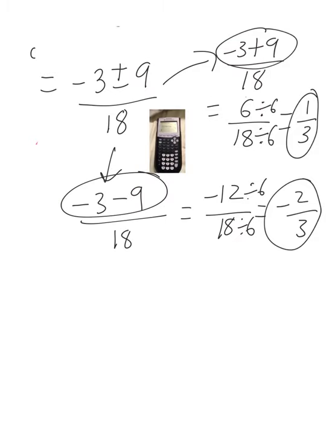So if they want the answers as a solution set, we got negative 2/3, comma, and positive 1/3. But this is the fourth and final scenario that can play out with the quadratic formula, where the square root can be applied to the entire number, so the square root symbol goes away, and you can just keep simplifying down to up to two final answers.